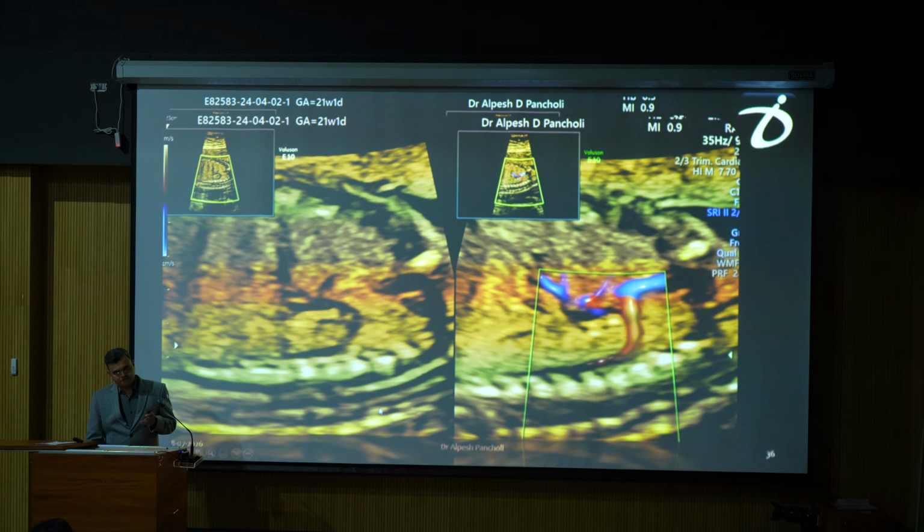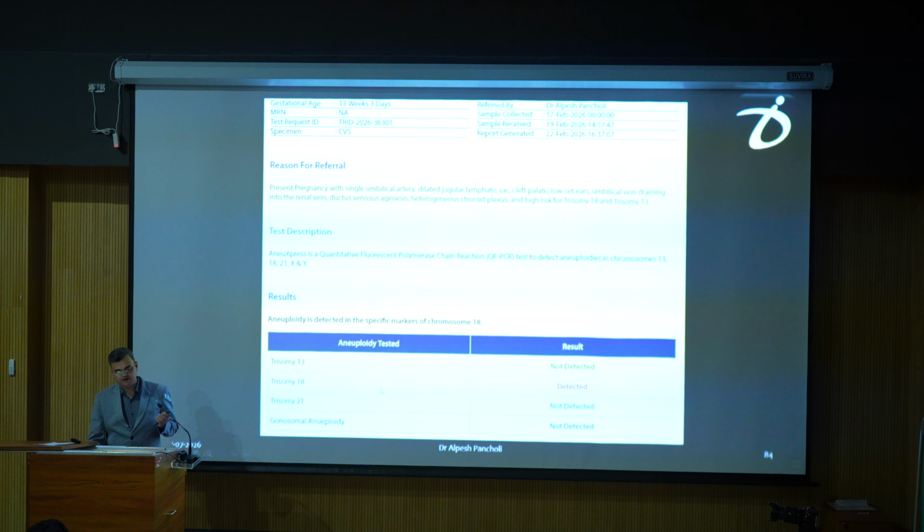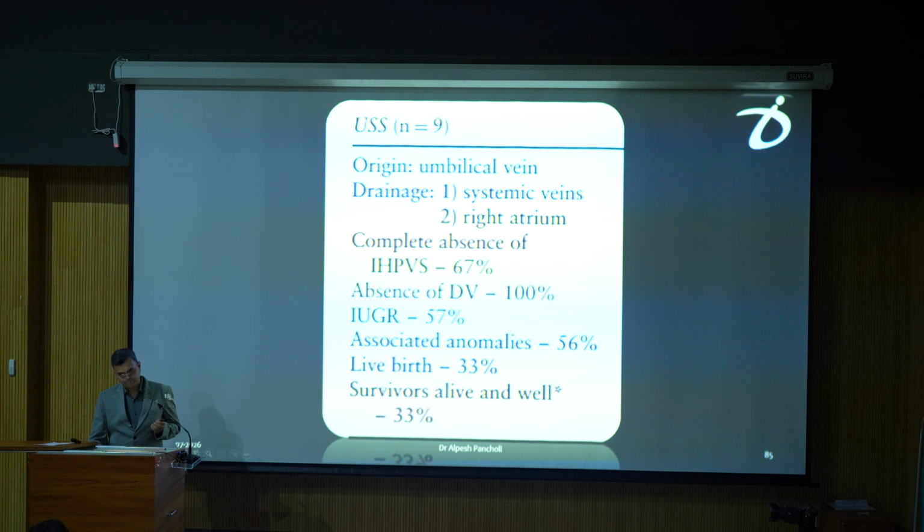So here in sagittal view, we can see the umbilical vein coming and joining the renal vein. So here it is, the umbilical vein is directly joining the renal vein. So the portion of IVC above the renal vein is dilated, and also there were low set ears and micrognathia and single umbilical artery. This was a case of trisomy 18. So we had a case of umbilical vein draining directly into the renal veins.